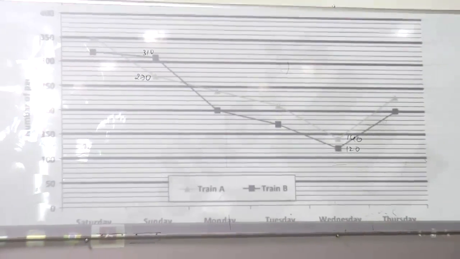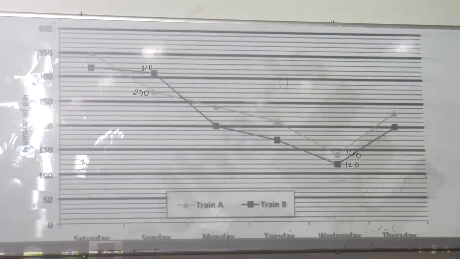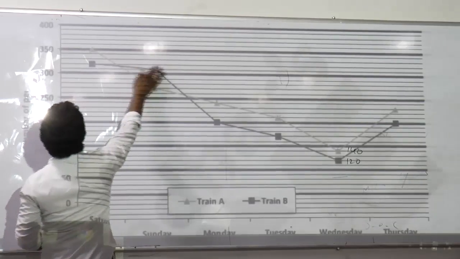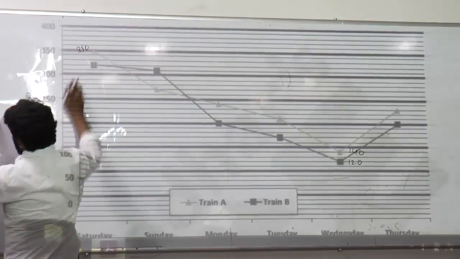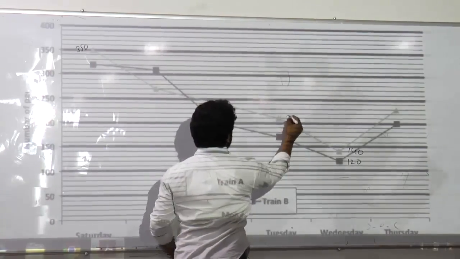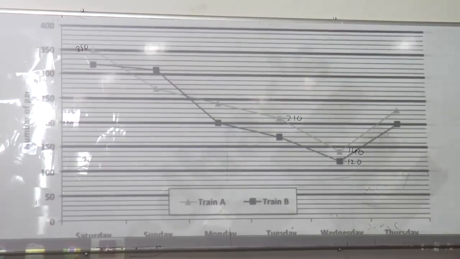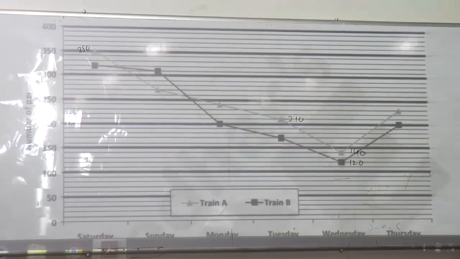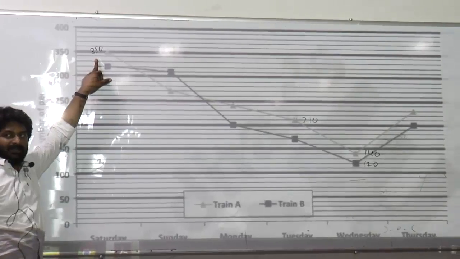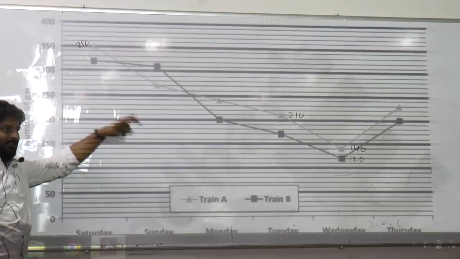Number of people who travelled by train A decreased by what percent from Saturday to Tuesday? Train A, Saturday to Tuesday. Train A, this Saturday, how much is this? 350. And then on Tuesday it is 210. 210 is how much less than 350? 140 less. And you need to represent 140 in terms of percentage. 10%, 35. 20%, 70. 40%, 140. So it is 140 less, you can say 40% less.